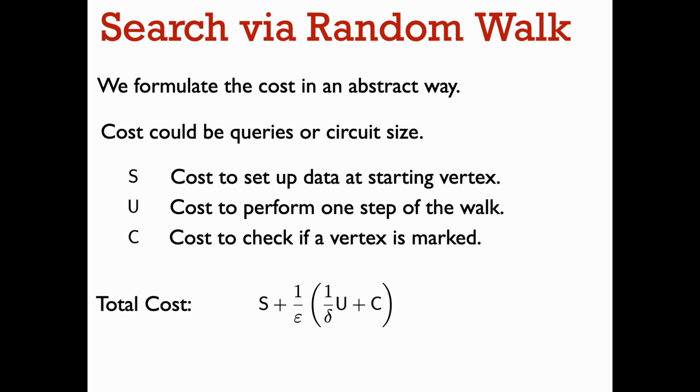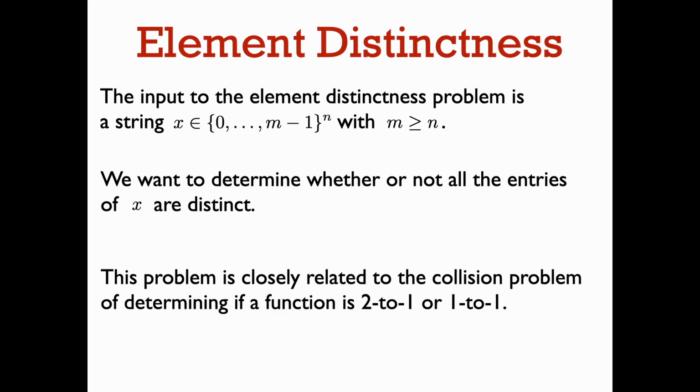Finally, we do 1 over delta many steps of the walk in each repetition, and the total number of repetitions is 1 over epsilon. So the total update cost is U times 1 divided by quantity epsilon times delta. This is all fairly abstract, so let's look at an example.